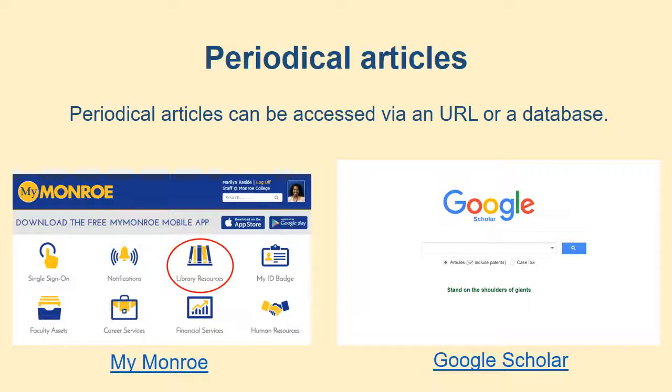Periodical articles can be accessed via a URL or a database. Let's talk about two different common options that you will probably use in locating periodical articles. First, you have Google Scholar. It's a Google product that focuses on searching just academic resources or scholarly resources. And then you also have MyMonroe, particularly library resources under MyMonroe once you log in. So let's talk about the pros and cons of both.